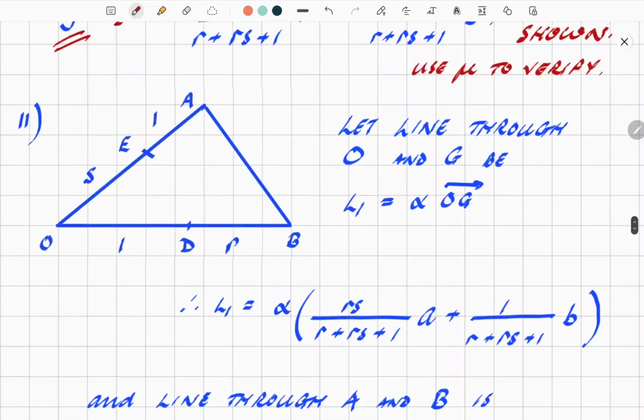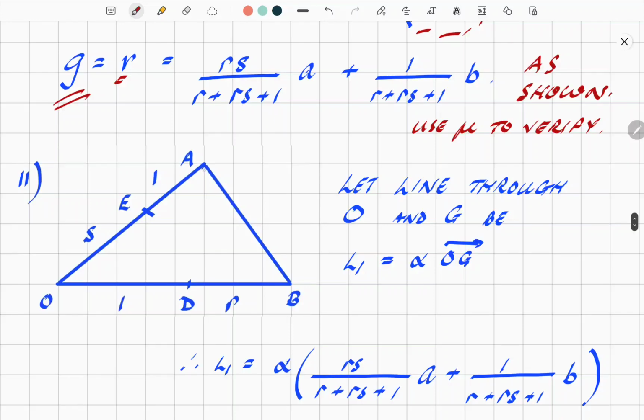So in the second part of the question, we basically have, as you saw earlier, that. And so that's G. And you've got a line connecting OG, and it's going to hit AB at F. So that's your G there, and that's F. All right. And we're saying that that is a ratio of T to 1. Okay. So I'm going to let the line through O and G be L1, some multiple alpha times OG.